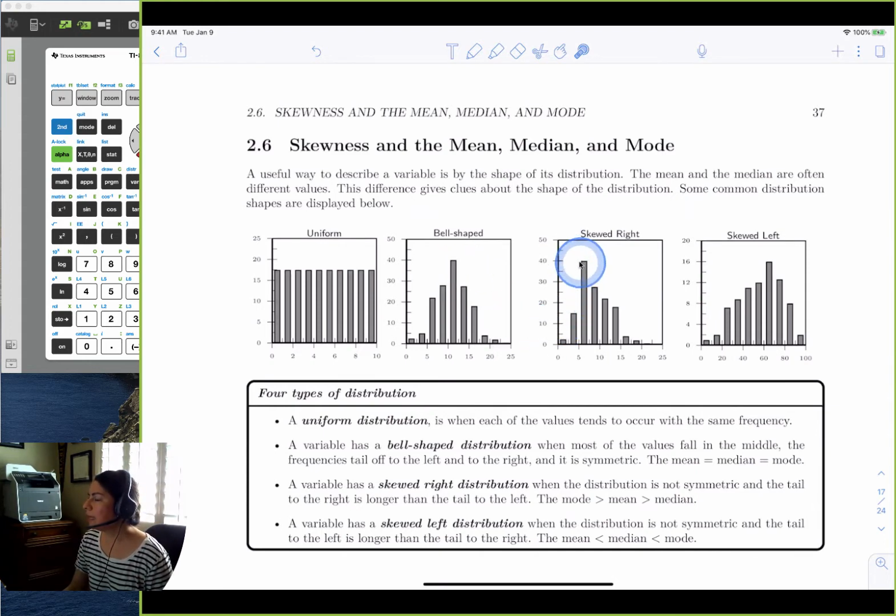Skewed right means that it tails off to the right and it peaks out on the left. The last one is skewed left, and that's when it tails off to the left and peaks to the right. And those are the four different types of skewness that we have. Okay, well, what does this mean to the mean, median, and mode, right? So let's go ahead and take a look at that.